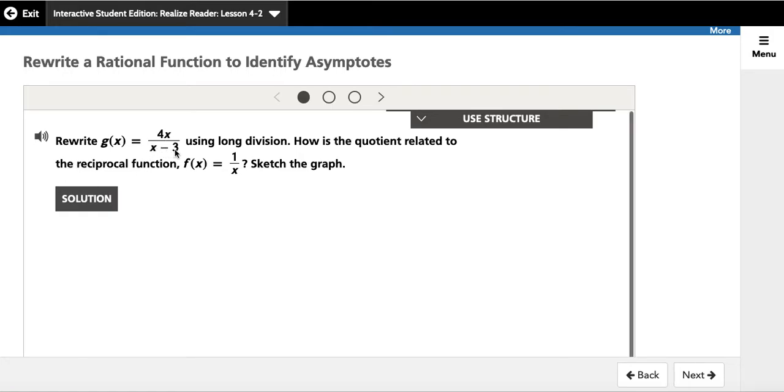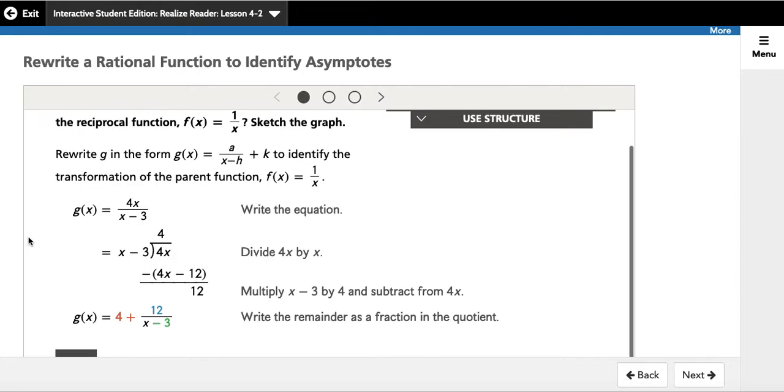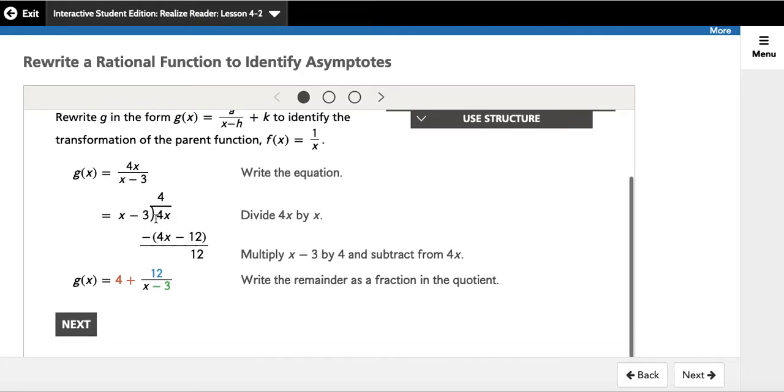4x over x minus 3, we're going to rewrite that using long division and then relate it to 1 over x. So when you divide 4x by x minus 3, you get 4. 4 times x is 4x, so 4 times x minus 3 is 4x minus 12. 4x minus 4x is 0. Negative 12, but then it's the negative of negative 12, so that's positive 12 is your remainder.